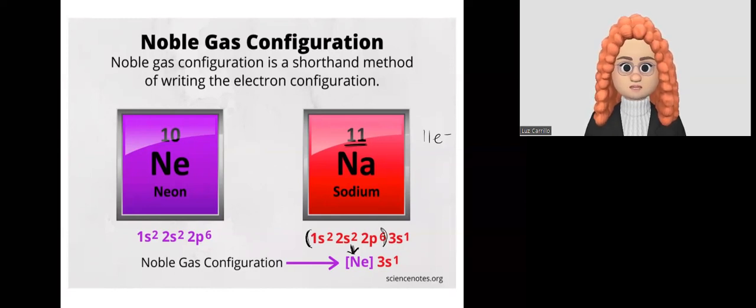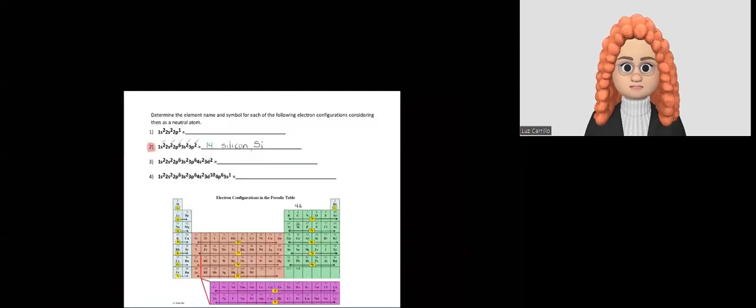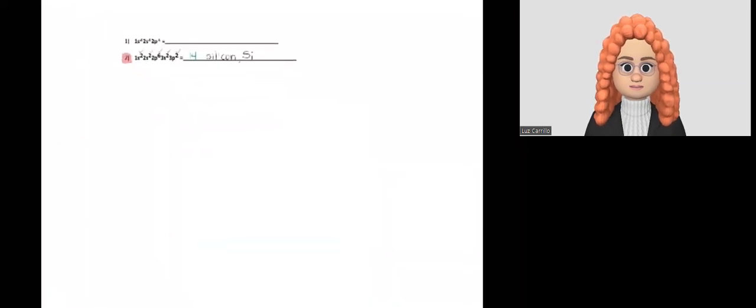Let's actually do one more example utilizing the element that we have been working with so far. So let's actually look at the information that we have for silicon. So let me just copy the information. And let's see how we can write the noble gas configuration for silicon.